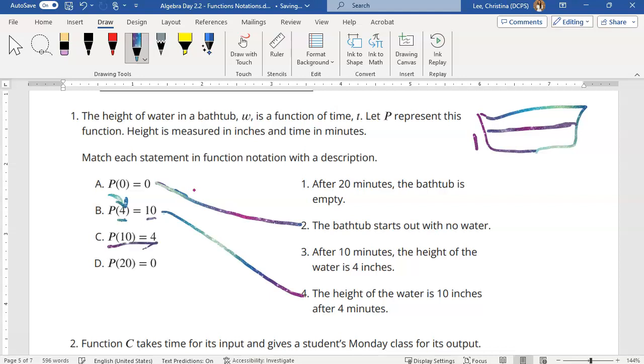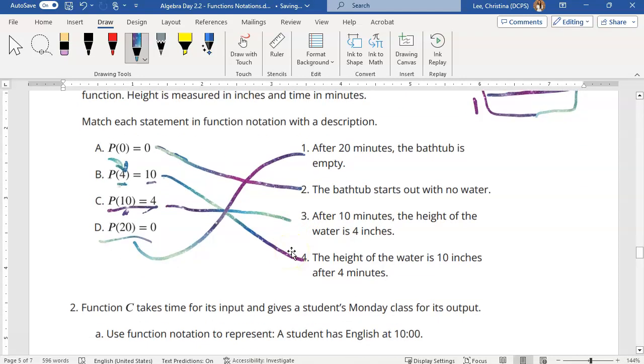This here is then the opposite, right? So the input here is time is 10 minutes. After 10 minutes, the height of the water is 4 inches. And then after 20 minutes, the bathtub is empty. That might mean that they perhaps drained it after a very short bath.